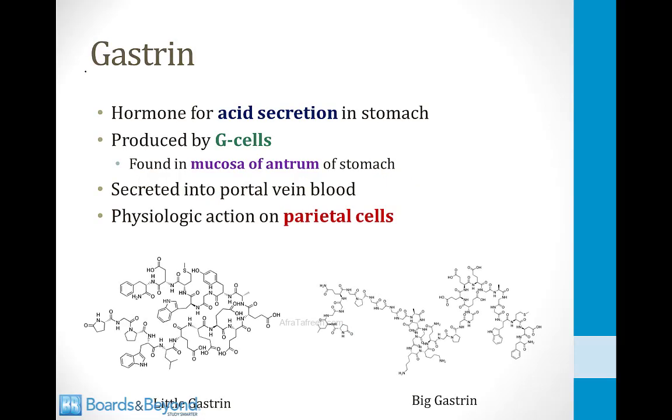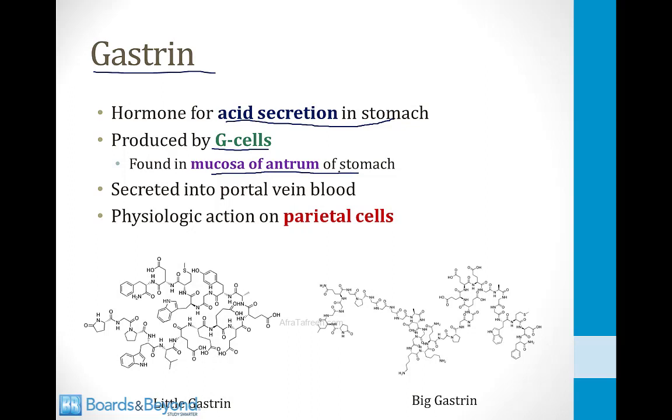Let's begin our discussion by talking about the gastrointestinal hormone gastrin. Gastrin is the major hormone that stimulates acid secretion in the stomach. It's produced by cells called G cells. That's easy to remember because they produce gastrin, and these cells are found in the mucosa of the antrum of the stomach. I'll show you a picture of that in a minute.